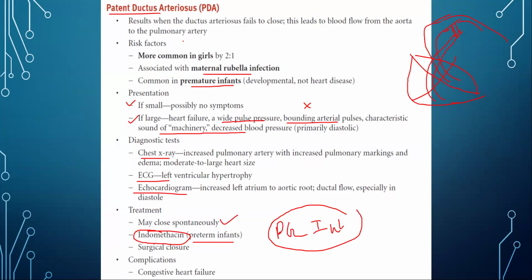So all of these are left to right shunts, which means that even for ductus arteriosus, blood will go from the left side to the right side. That means from the aorta to the pulmonary artery. Okay. So these are your left to right shunt causes. Any question with these three conditions?